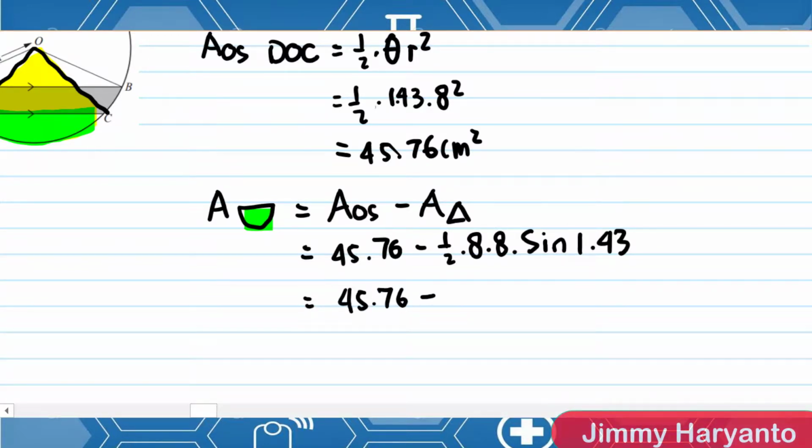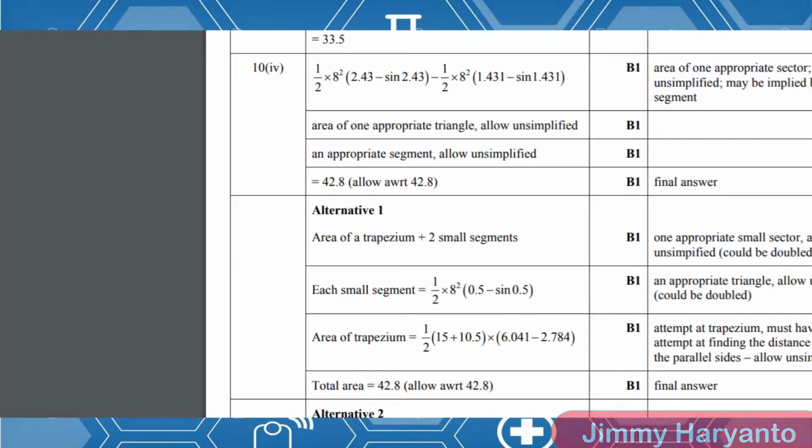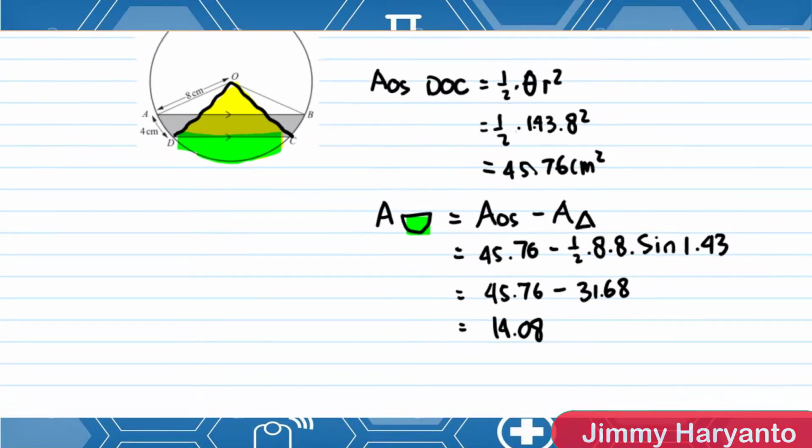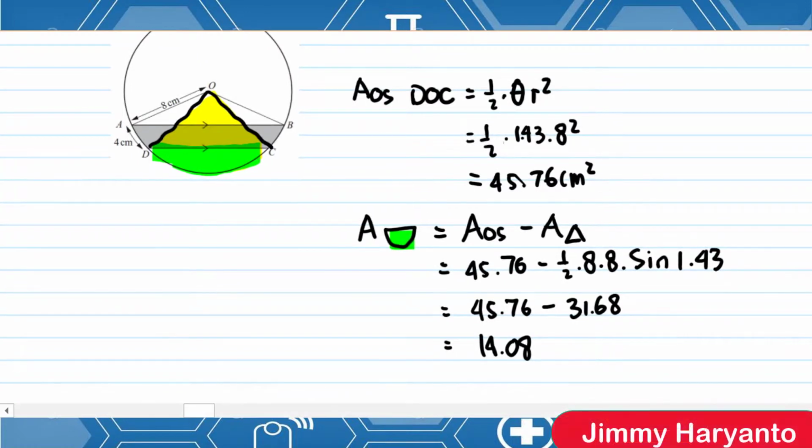45.76 minus 0.5 times 8 times 8 times sine 1.43 equals 31.68, and the result will be 45.76 minus 31.68, 14.08. The answer, guys. Oh no, sorry, that is not the answer, it's only the green one.